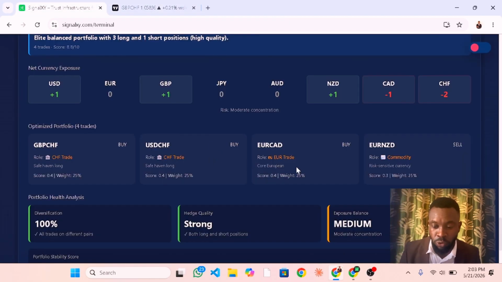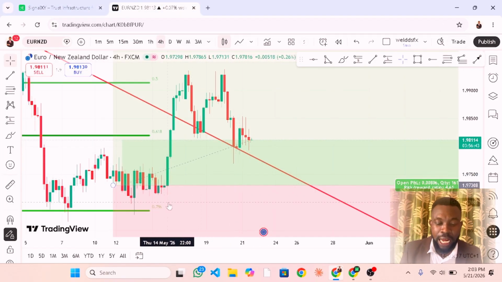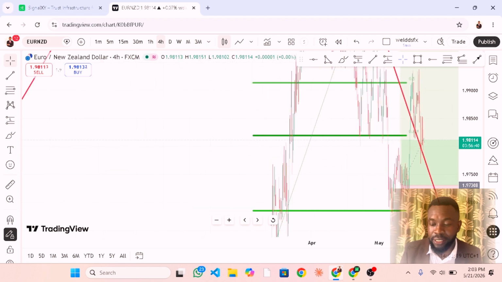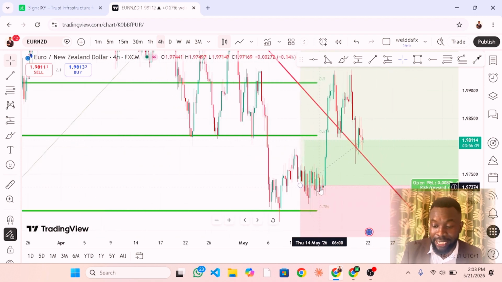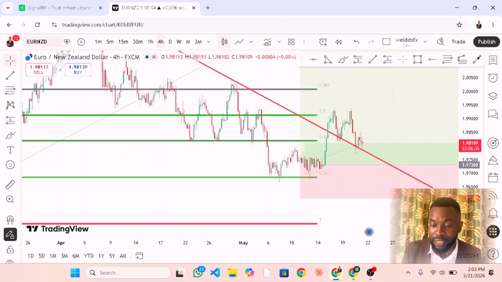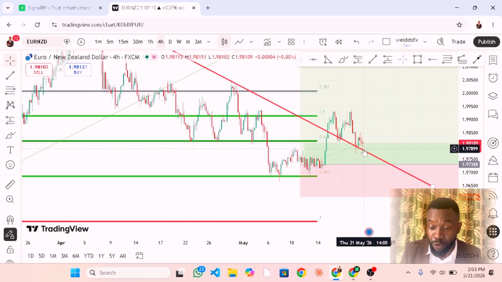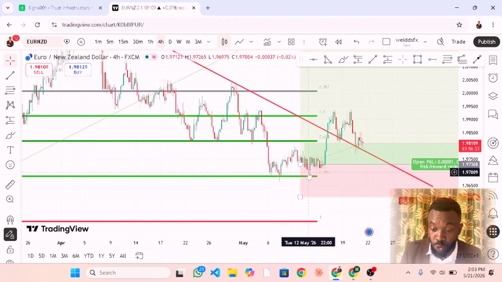Then you can look at Euro New Zealand dollar. Euro New Zealand dollar is also a great signal. Okay, we already started from here. You can see this thing. Okay, and it's a good time for you to still join, because this was the first area of entry.